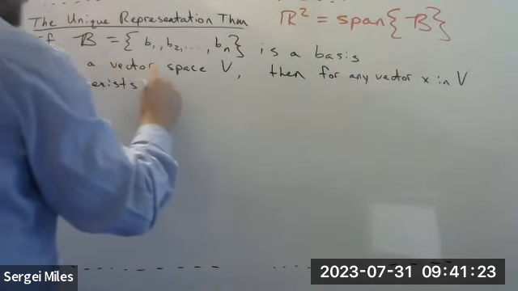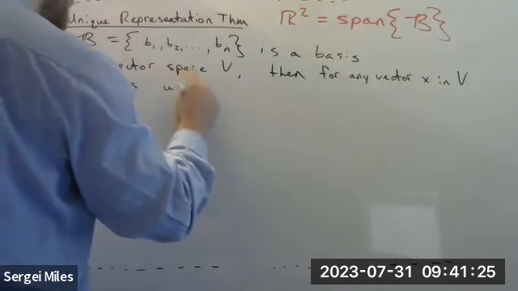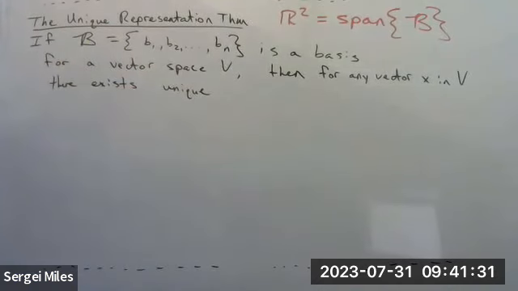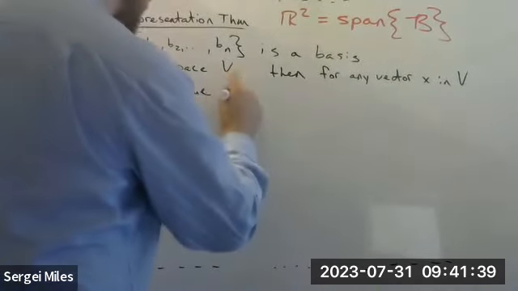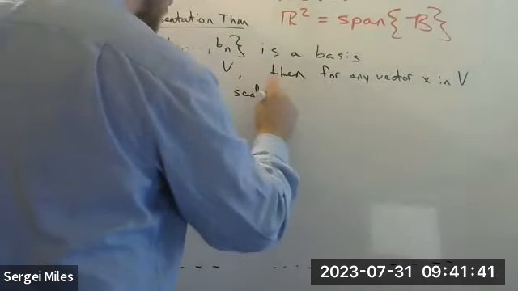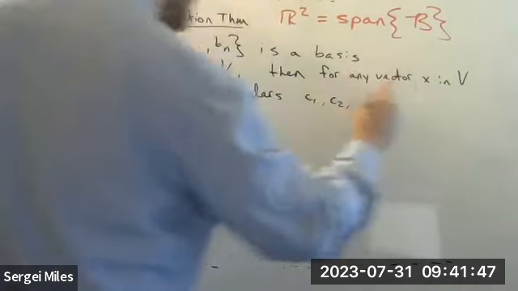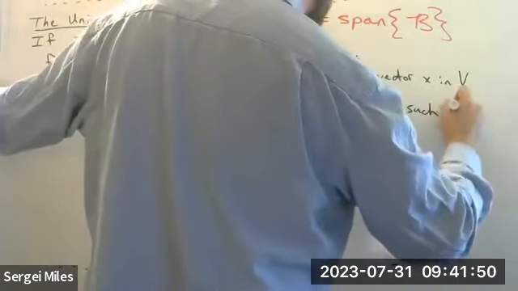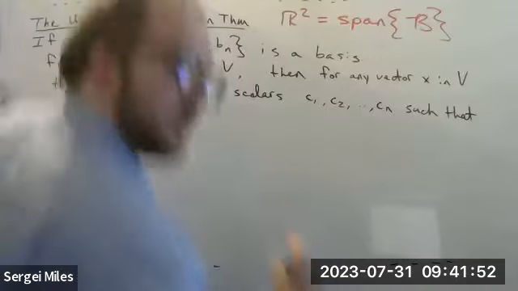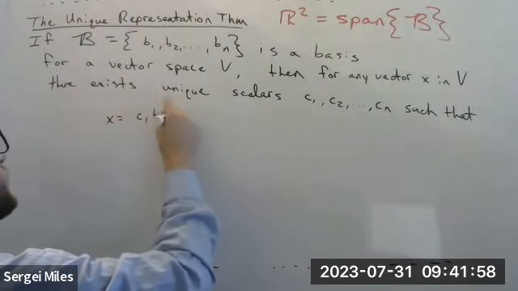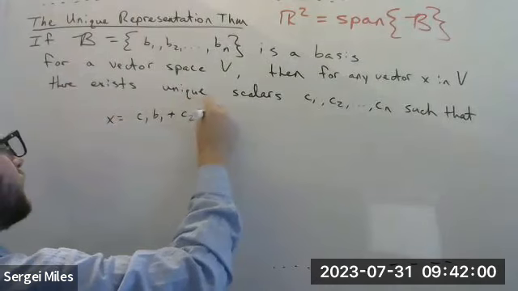exists, not only is there a solution, but it's a unique solution. Why? These vectors are linearly independent, so we don't have free variables, which means we don't have multiple solutions. There's only one unique solution. There exist unique scalars C1, C2, dot dot dot, Cn, such that x is a linear combination of my basis vectors.